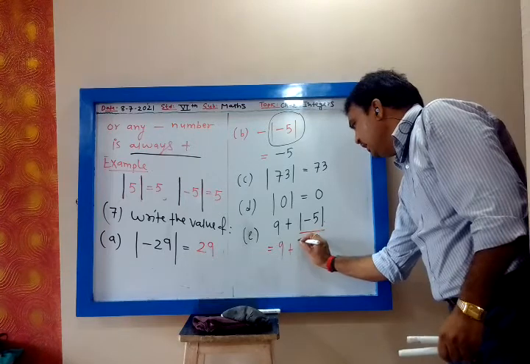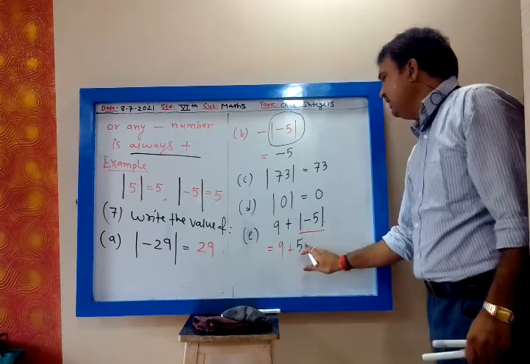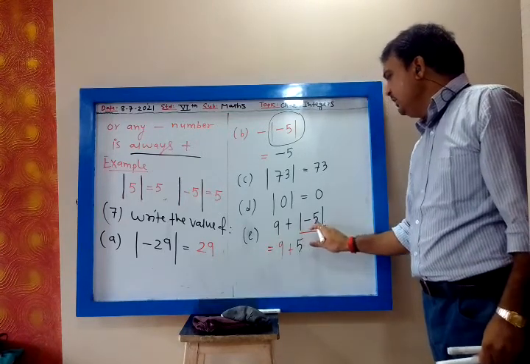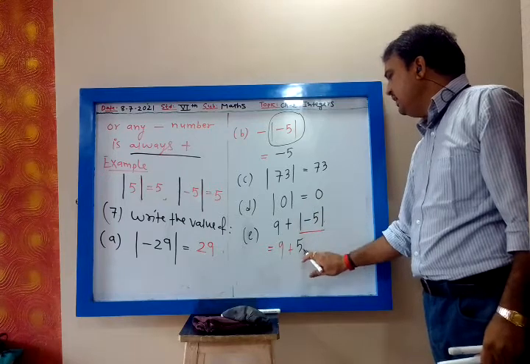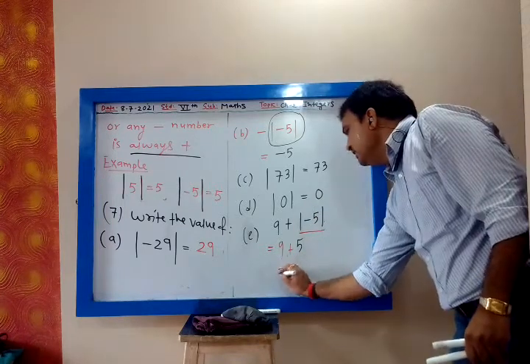So 9 plus 5. 9 plus absolute value of minus 5. Absolute value of minus 5 is 5. 9 plus 5 is 14. The answer is 14.